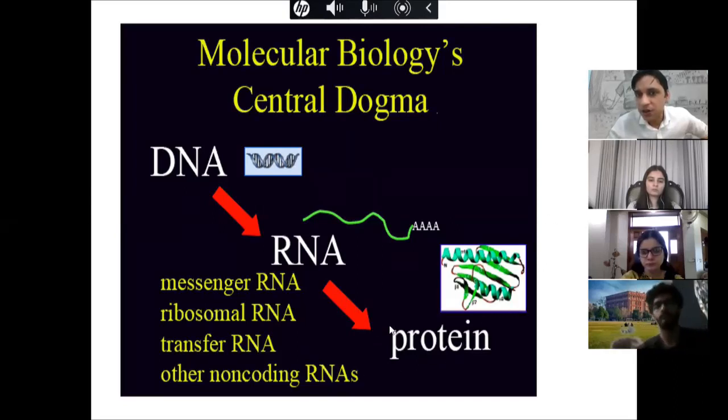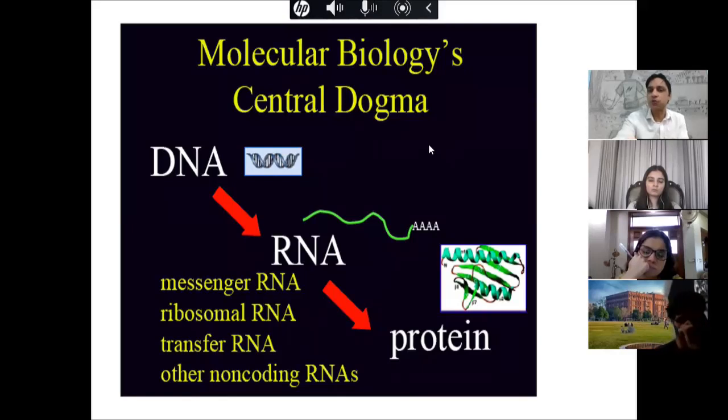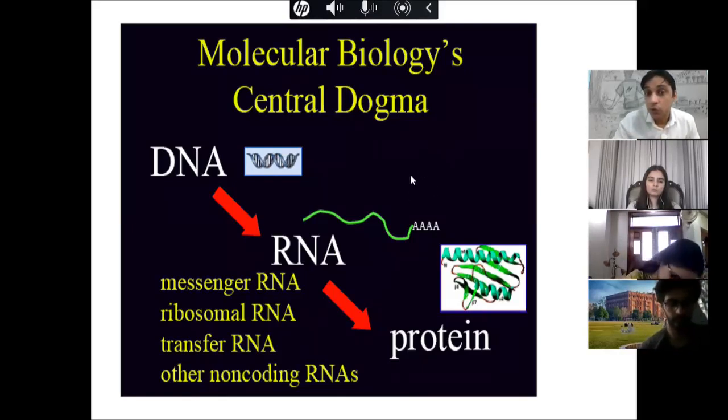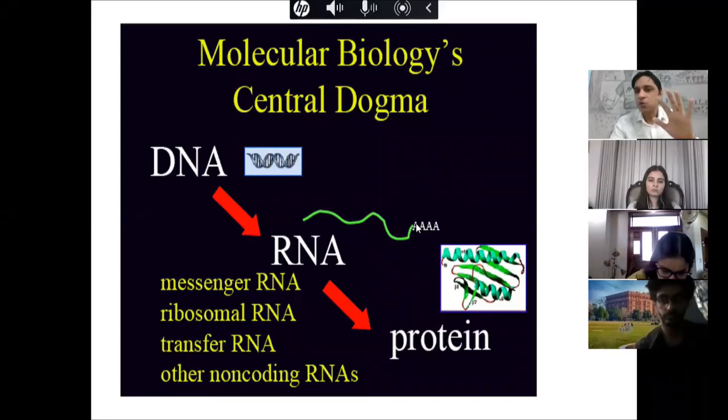So nature created certain small strands of RNA, small strands of nucleic acids, which can complement themselves with a certain messenger RNA. This complementation leads to the destruction of that messenger RNA. The messenger RNA is gone, the protein will not be created, the function will be silenced.